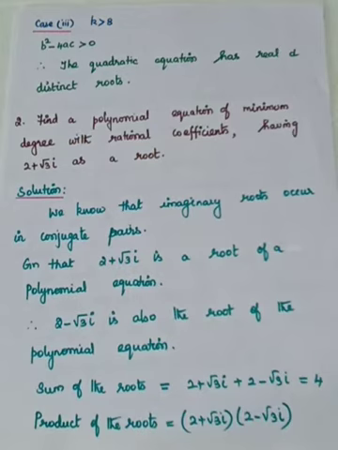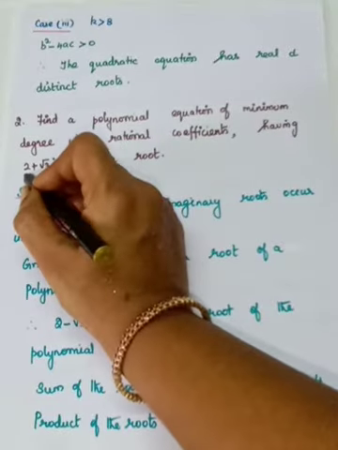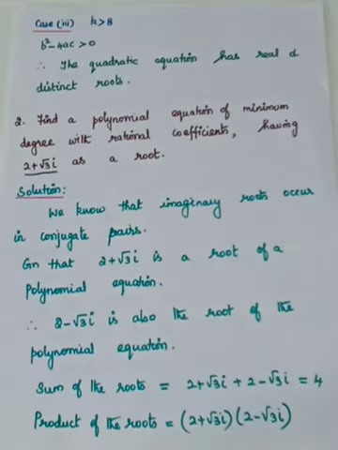Find a polynomial equation of minimum degree. So we have to write the polynomial equation with minimum degree with rational coefficients having 2 plus root 3i as a root. 2 plus root 3i, what number is it? It's an imaginary number. So we have learned the complex conjugate root theorem. So one imaginary number is a root now. Its conjugate is also a root of the equation.